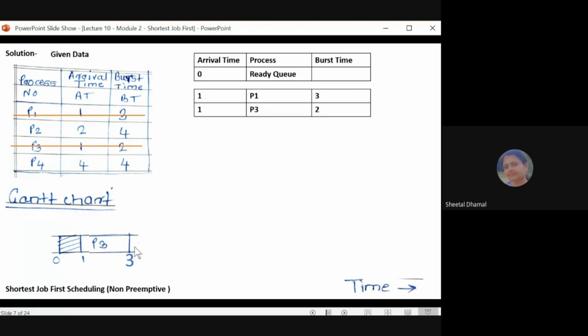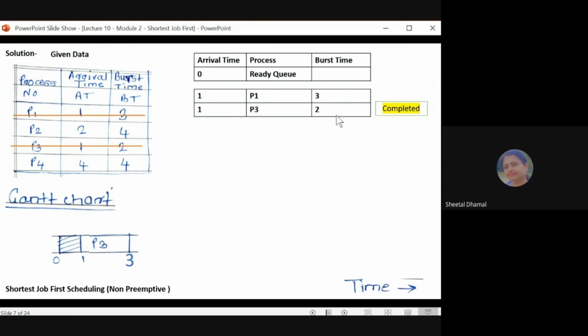When this process P3 was executing, that time process P2 entered into the ready queue. So what will we do now? We will select this process P2. Before that, here I am showing that this process P3 is completed because this is the non-preemptive approach. It has completed its job and now it enters into the termination state.